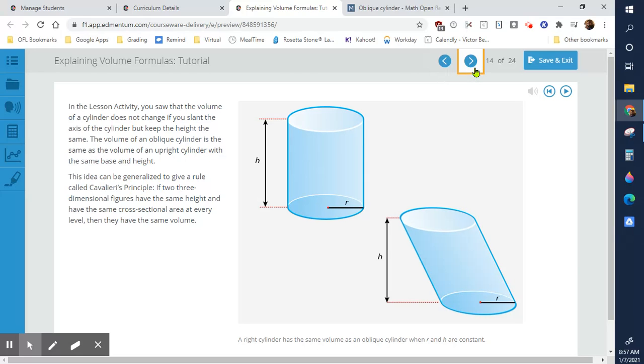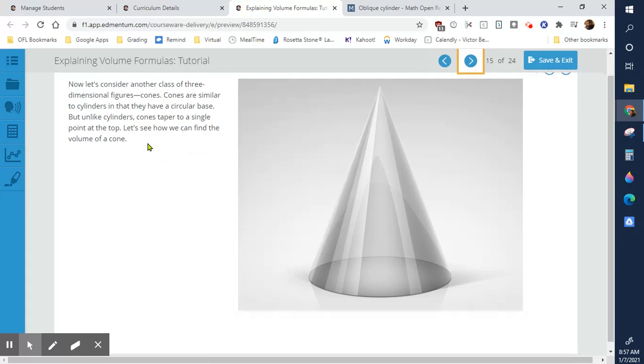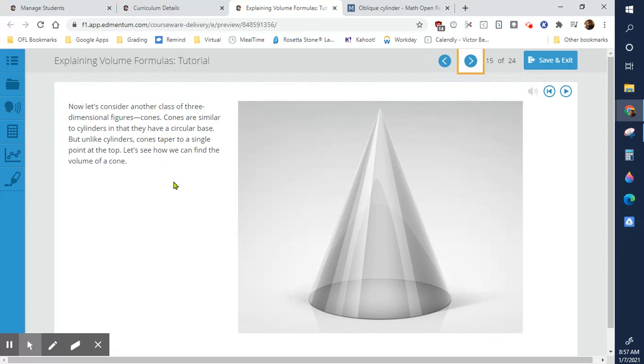All right, so now we're going to talk about cones. Now, the way I like to explain a cone is think of it as kind of like the triangle of a cylinder. Whereas a cylinder, if you look at it from the side, you can be like, oh, that's a rectangle. And I'll show you what I mean in a second. If we look at a cylinder from 3D, we have this.